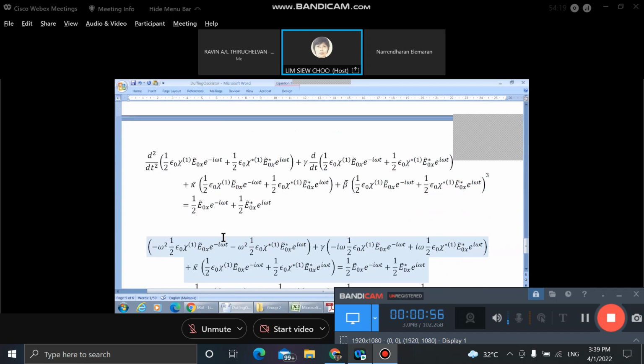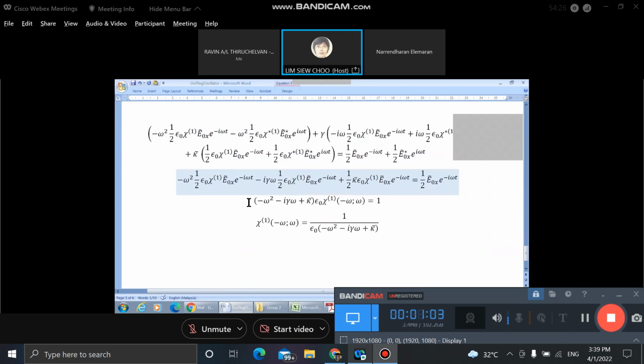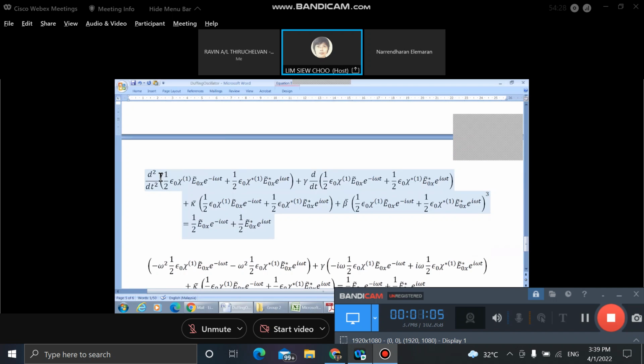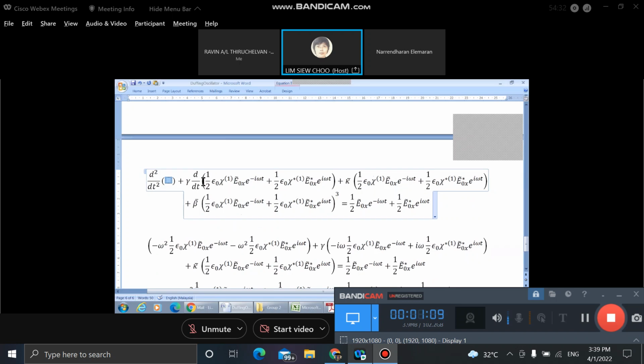Okay. So now we can substitute inside the equation of motion. This is what I have done last week. Okay. So I want to redo this.